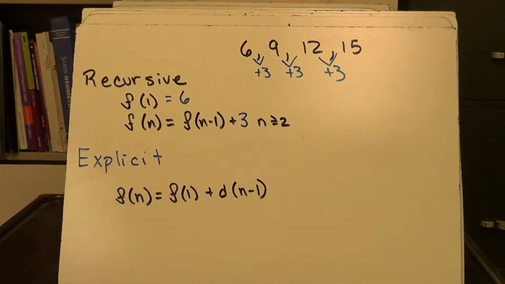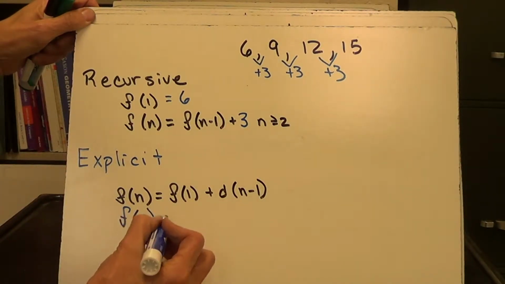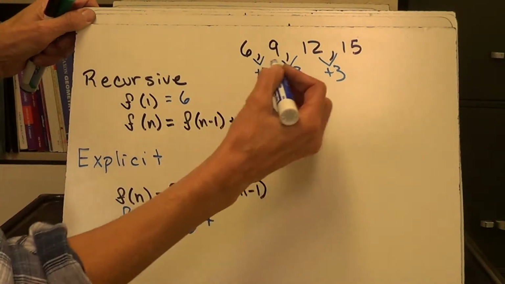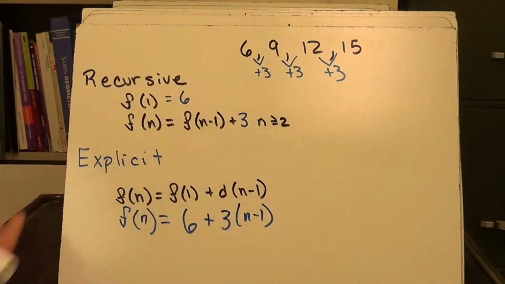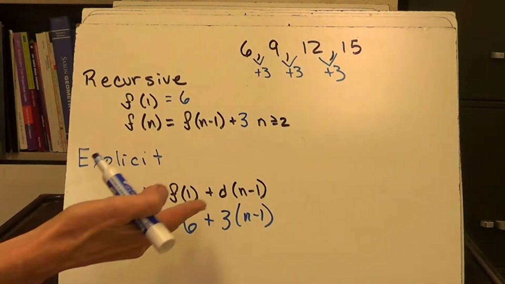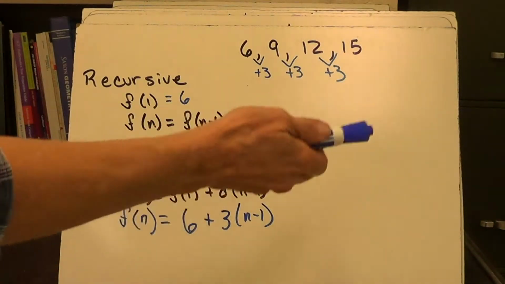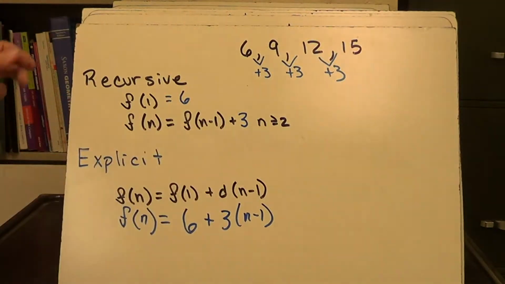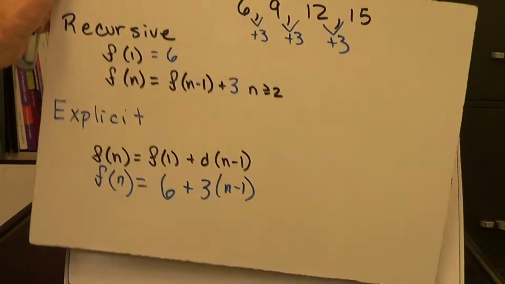Now for the explicit formula, we need to actually give the first term, which is 6, plus our common difference 3 times n minus 1. And that means on every single one, we could plug in what term number it is and get the value. If you're looking for a term way out there, like f of 10, you would want to use explicit. Now, if you're looking for the very next term, just use recursive. Just add it. You do it in your head. That's how you've probably always done sequences.